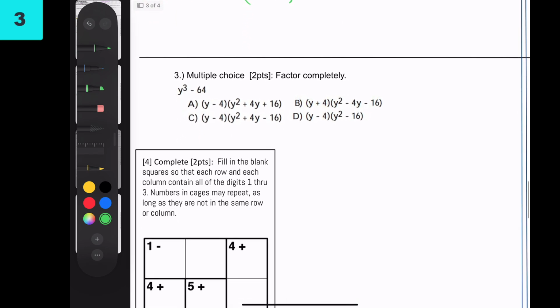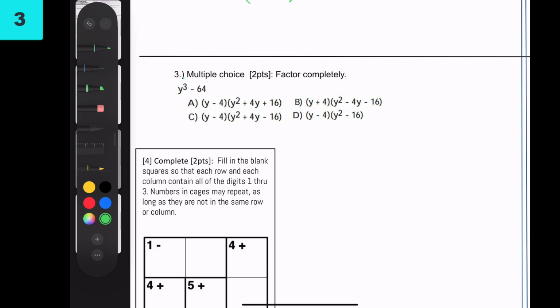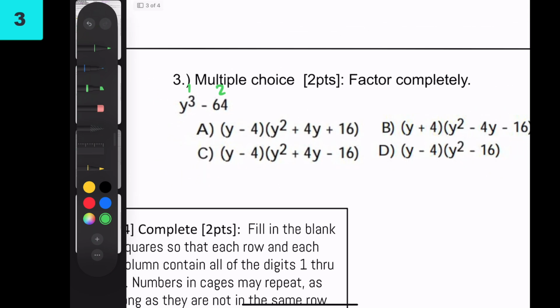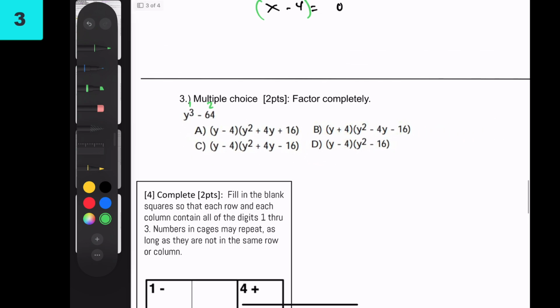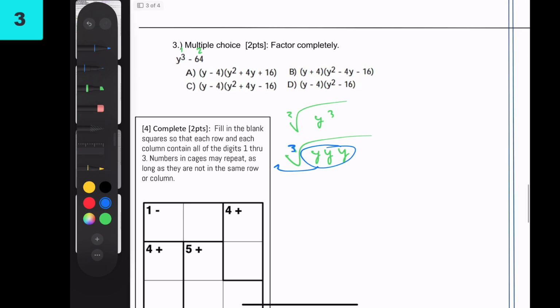Okay, number 3, you'll notice if you count the terms, you have 2 terms, and then it's not a difference of squares, this is called the difference of cubes. So what you're gonna have to do is take the cube root of y to the third, and really that's just y. They're grouped, they can come out because there's 3 of them. So you just have y. The cube root of y to the third power is just y.